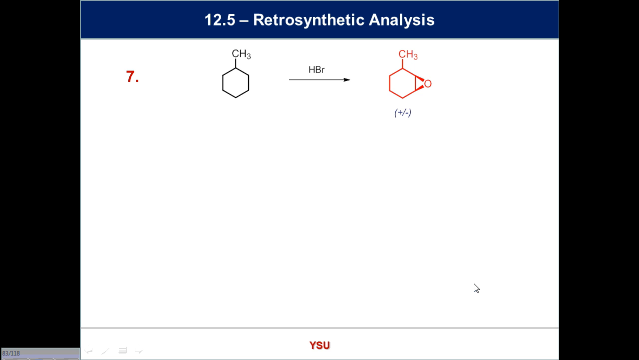Any ideas? Any thoughts? You need an alkene. You do. You need an alkene. And the alkene has to go here. That's not so obvious, is it? That alkene is not next to the methyl group. It's going to require some manipulation here. So again, I have an alkane. That alkane that I started with has no functional groups. How do I put a functional group on?